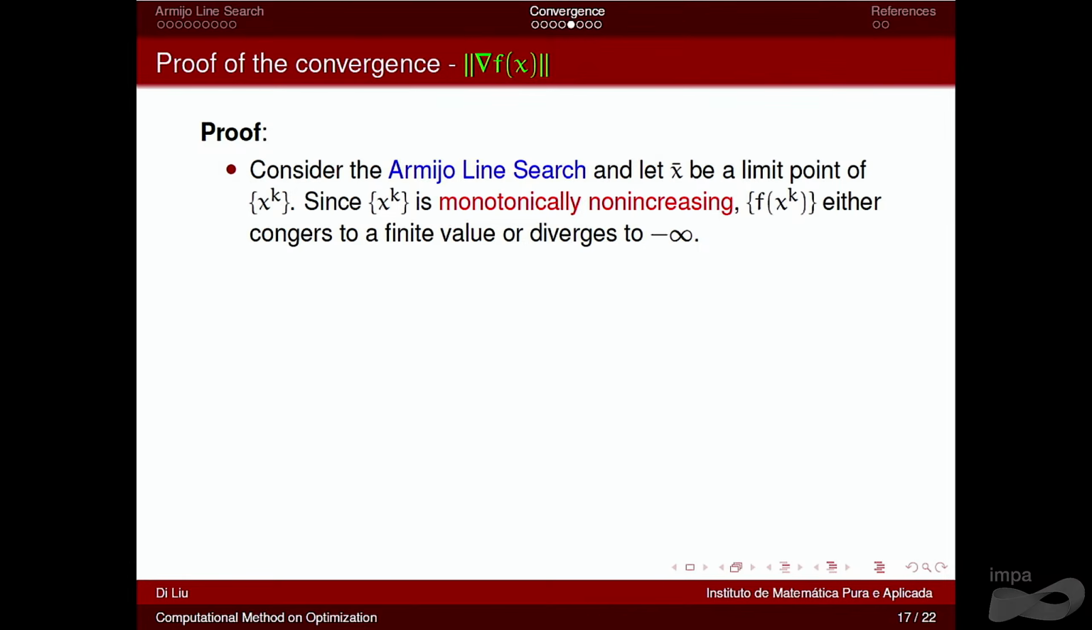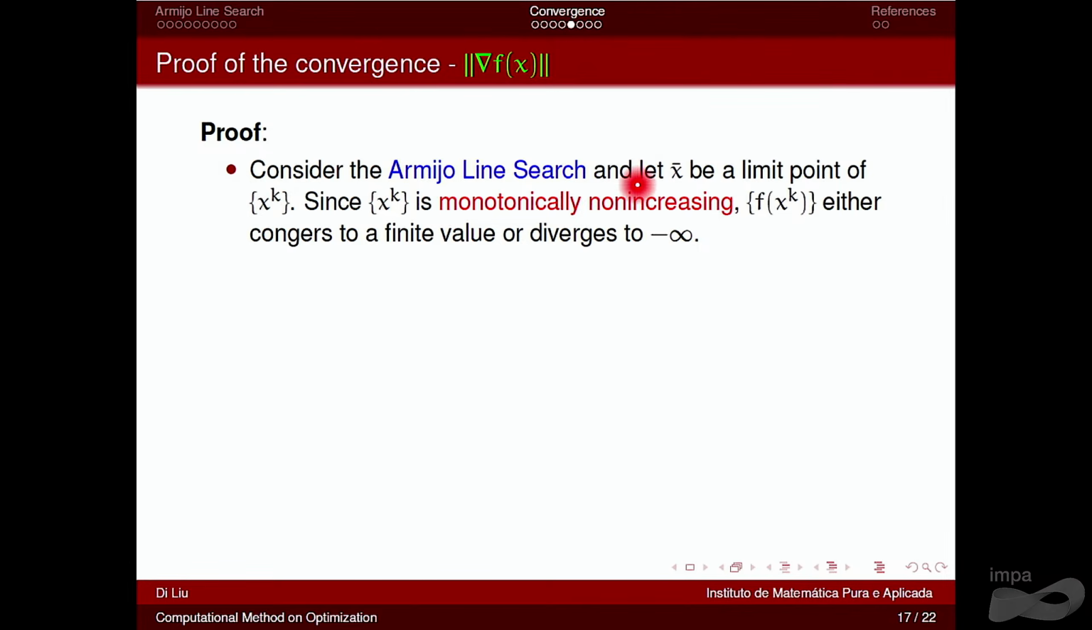Okay, first we consider the Armijo line search, and x bar is the limit point of the x_k. Be careful. The Armijo condition is stronger than the descent condition, which means your f(x_k) sequence is monotonically non-increasing.